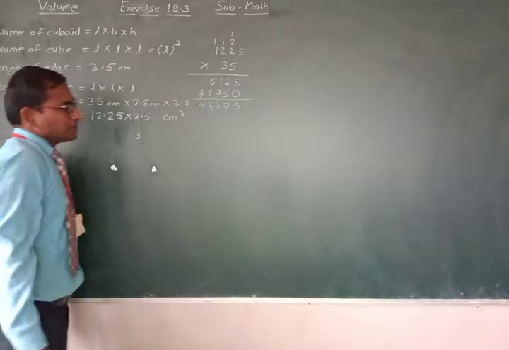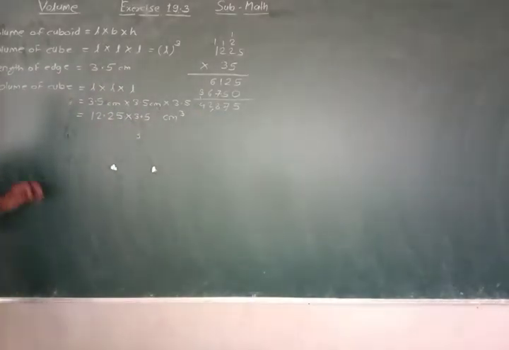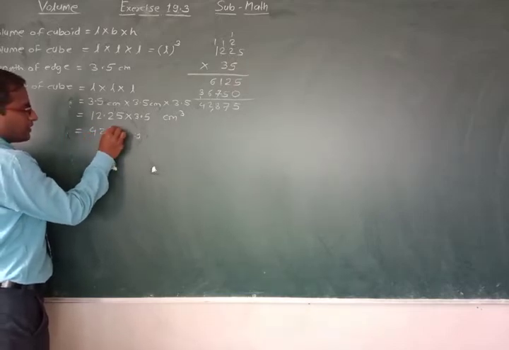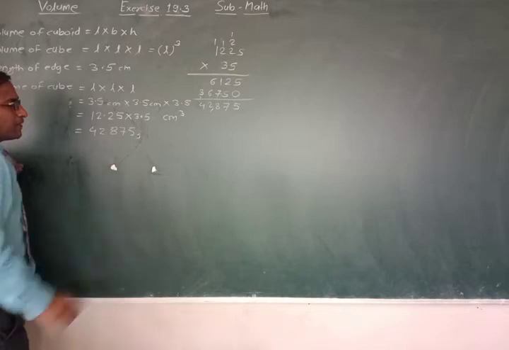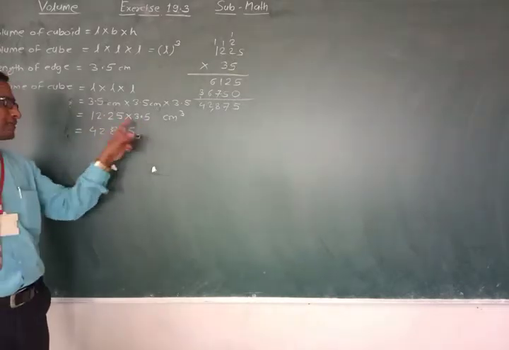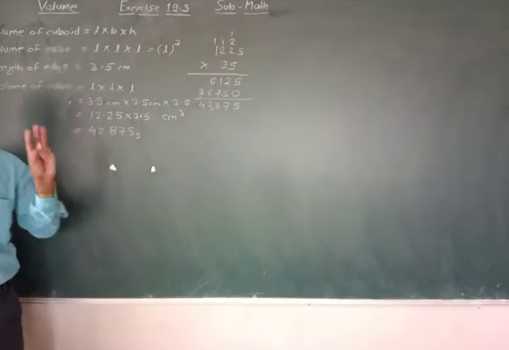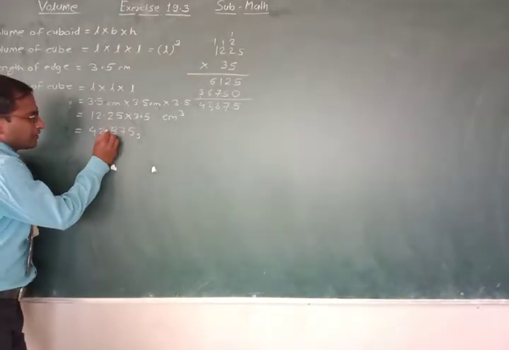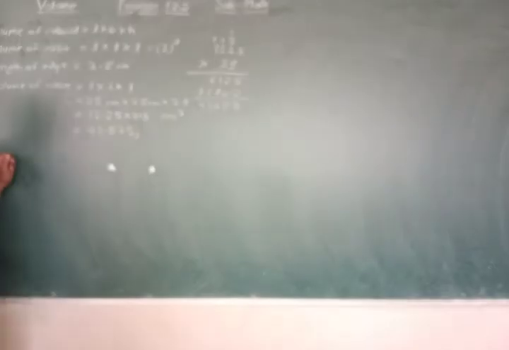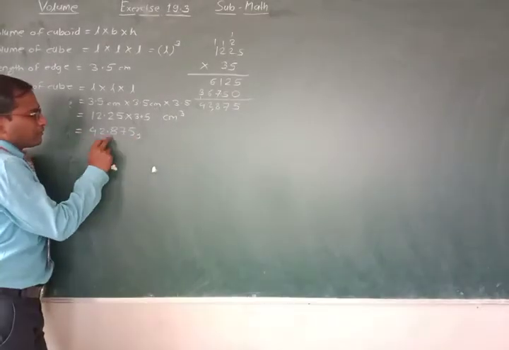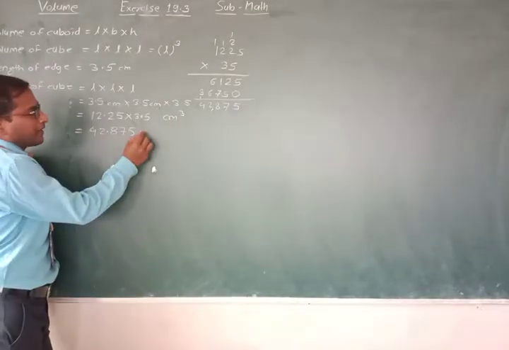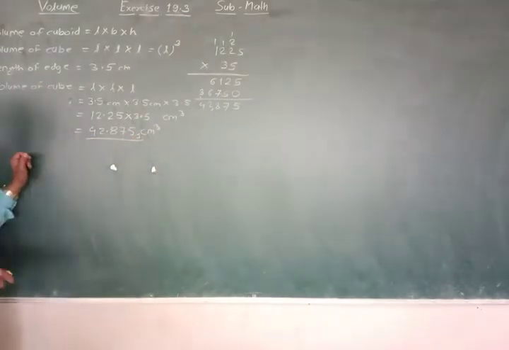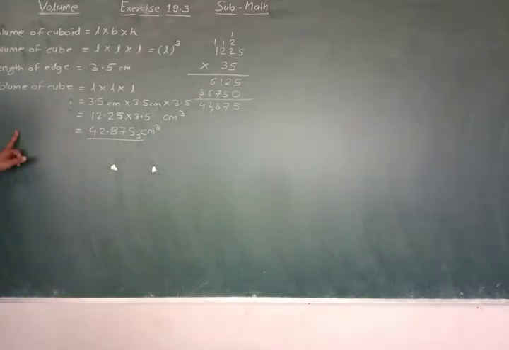So 42,875. So write here 42,875. But the decimal point: here 1 digit or here 2 digits. Total counting is 3. So give the decimal point after 3 digits. 1, 2, 3. After 8, write here decimal point. So your answer is here 42.875 centimeter cube. This is the answer of volume of cube.